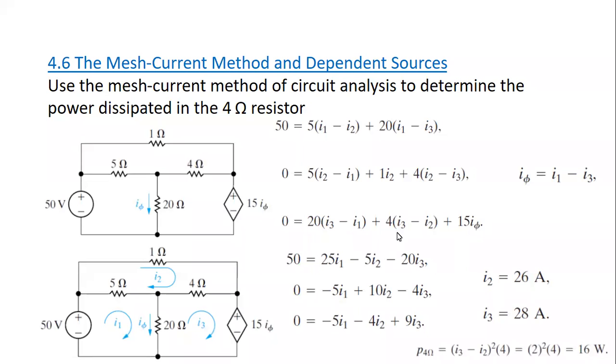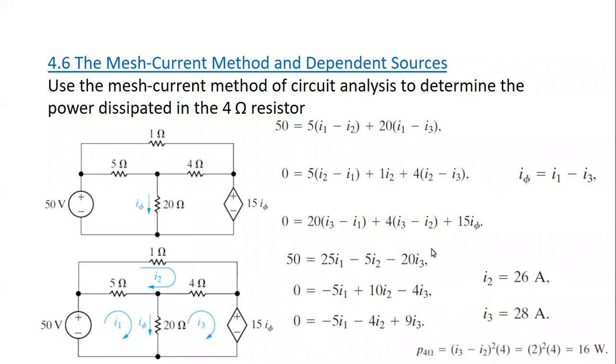For I2, I have here negative 4 I2. For I3, I have 20 I3, and I have 4 I3, so it will be 24 I3. And then I have negative 15 I3. So 24 and negative 15, I will have 9 I3.